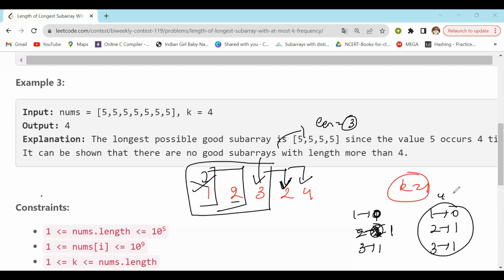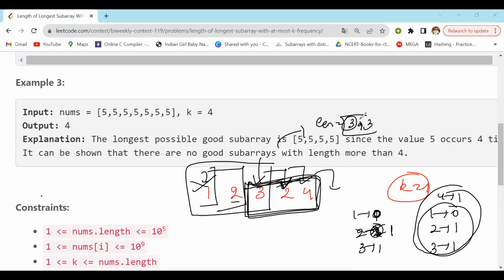4, 3 to 4, right? Now going ahead, we have no more element. Now we have a length. We can update because we have finished with the array. Length 3. We can update again. 3 comma 3. So our answer is 3 in this case.